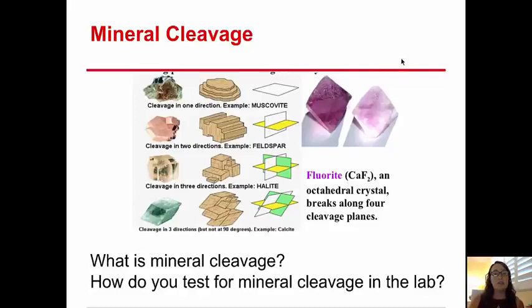You can see an example of cleavage in 2 directions at 90 degrees to one another in feldspar. You can see an example of mineral cleavage in 3 directions at 90 degrees to one another in the mineral halite or rock salt. And a second example of a mineral with 3 directions of cleavage where they're not at 90 degrees in the mineral calcite. Also shown on the right is the mineral fluorite, which breaks into octahedral crystals, so 4 cleavage planes. And the best way to test for mineral cleavage in the lab is simply to compare the mineral specimens with a drawing such as the drawing you see here on the slide.